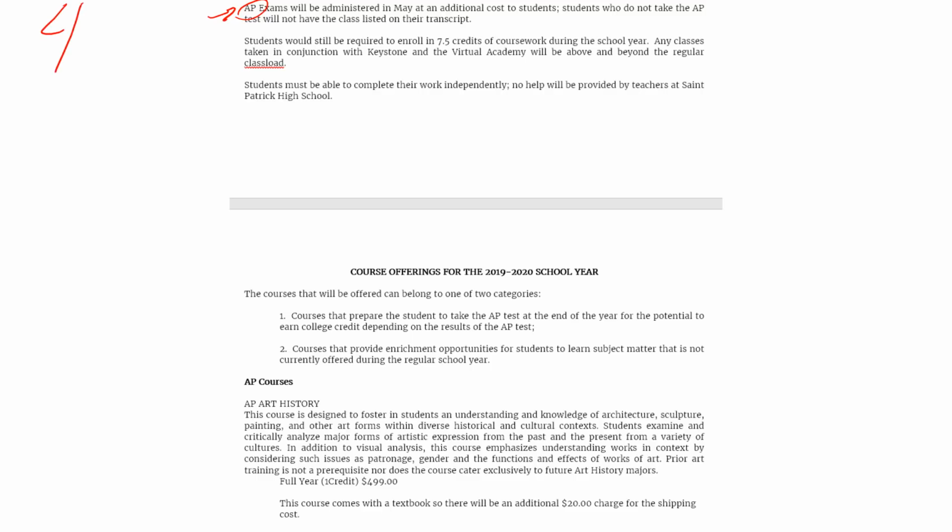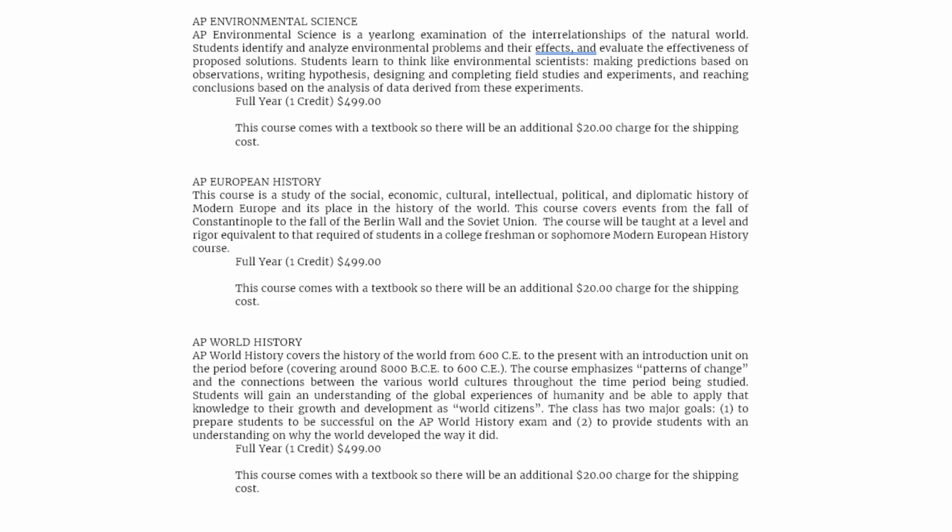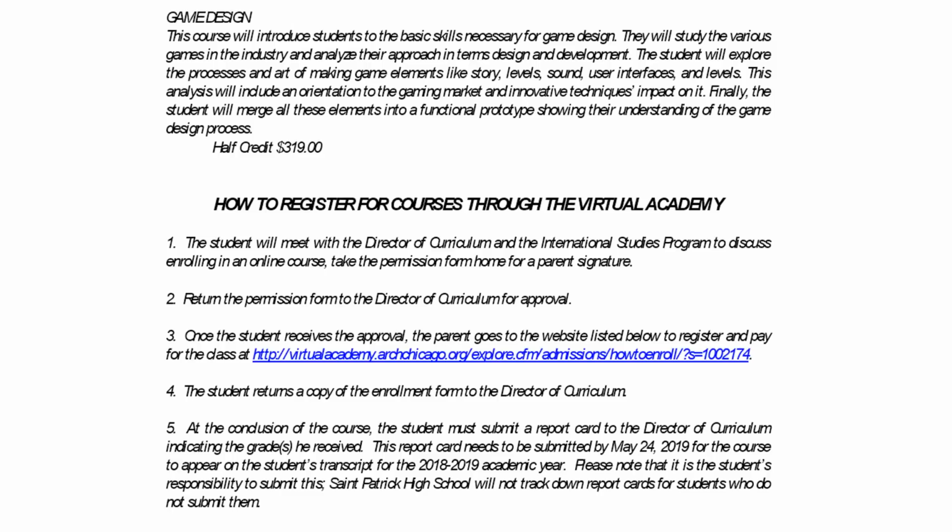Typically, you need to earn a 4 out of 5 for an AP credit. Some schools will reward credit on a basis of a 3. If you are doing those AP courses, the AP test is part of it. So we offer AP US History. We also offer AP Environmental Science, AP European History, and AP World History through the Virtual Academy. So those are the courses that we offer at the AP level.